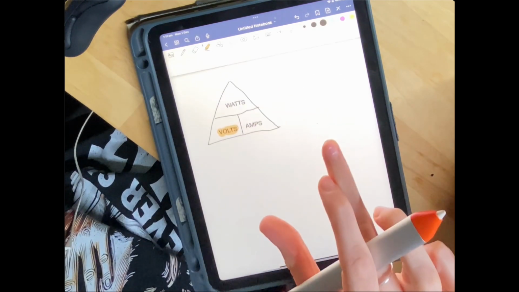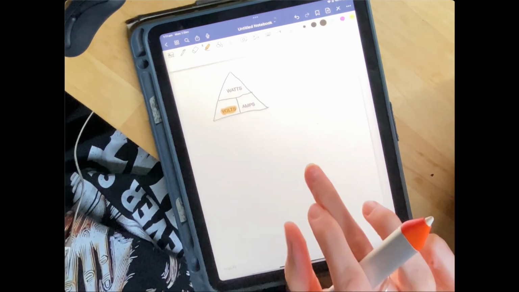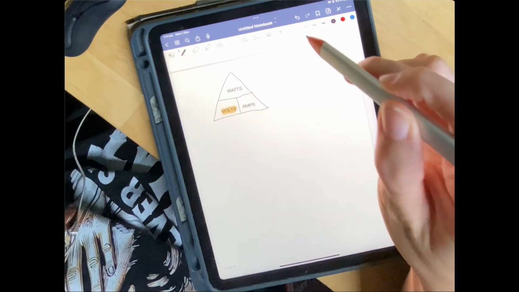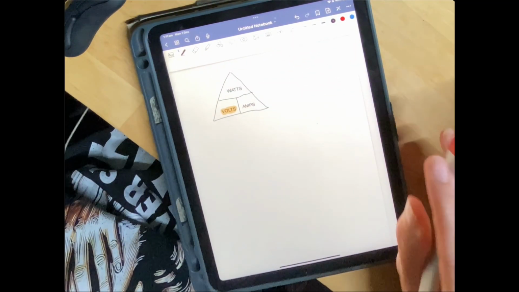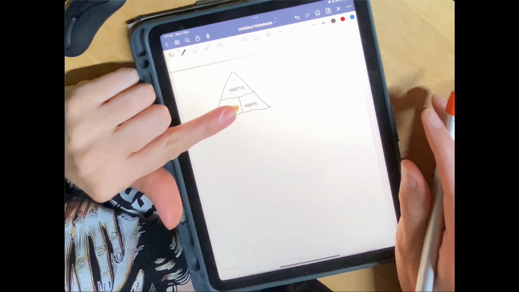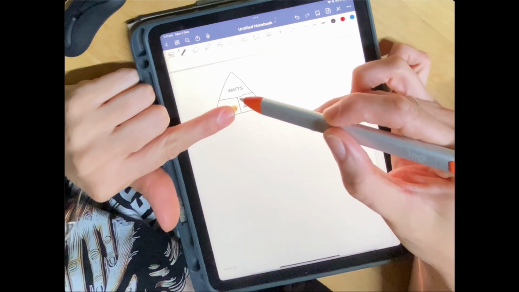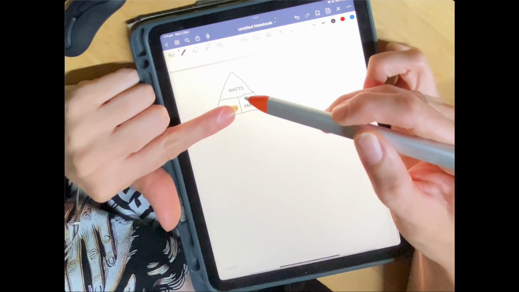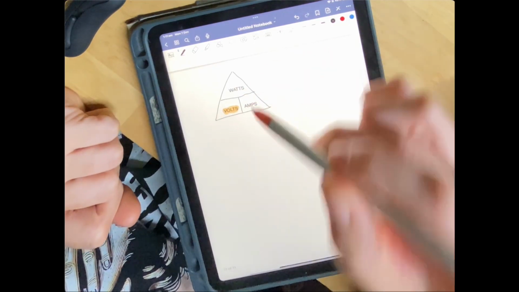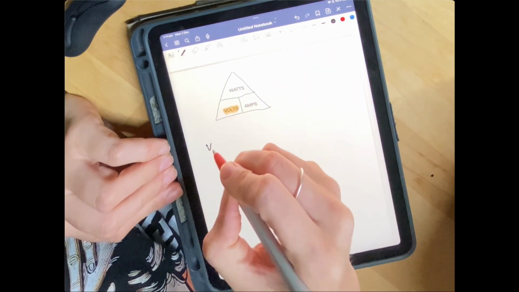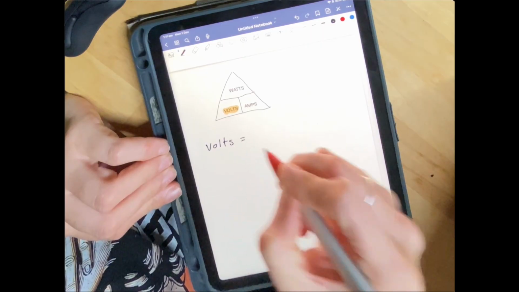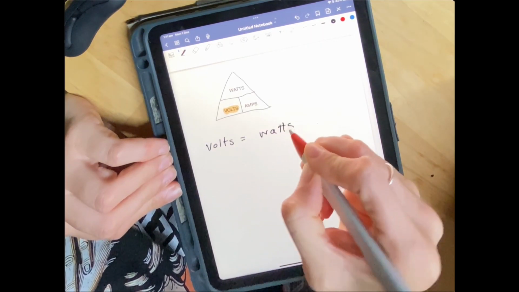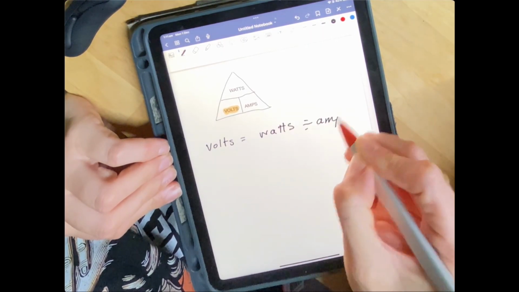Okay, this ain't so hard, is it? We've been doing pretty well. So do you remember what I said? We cover up what we're trying to find, in this case, volts. So we have watts and amps left. This middle line, remember, is a division sign. So watts divided by amps will give us volts. Let's write that down. Volts equal watts divided by amps.